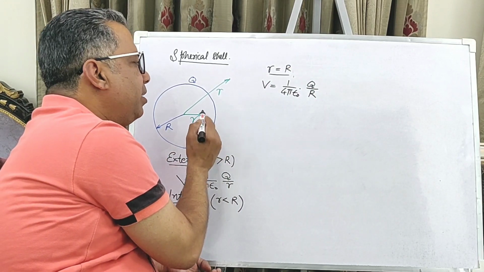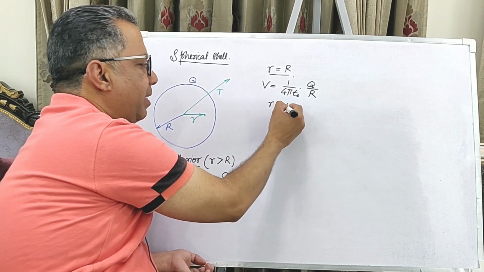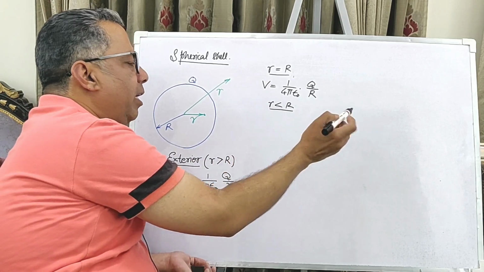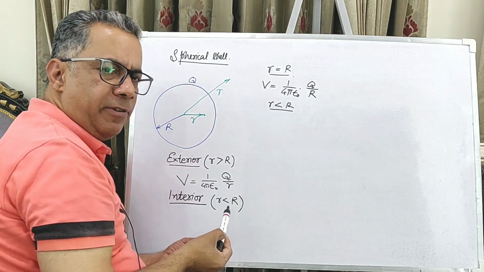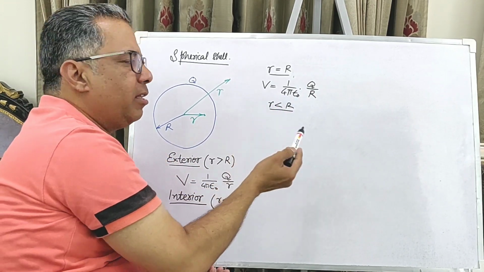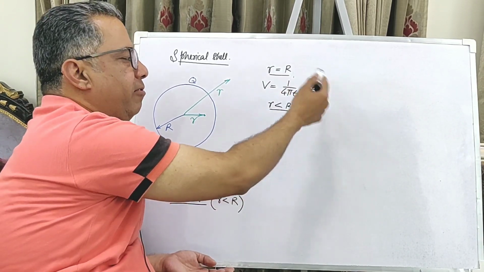Now as you move inside the surface, then what happens? That's when small r is less than capital R. This is what we are interested in. Now if we bring a unit positive charge from infinity all the way up to the surface, then the work done will be negative of this potential, right? Since potential is negative of that work done, the work done will be negative of this potential.